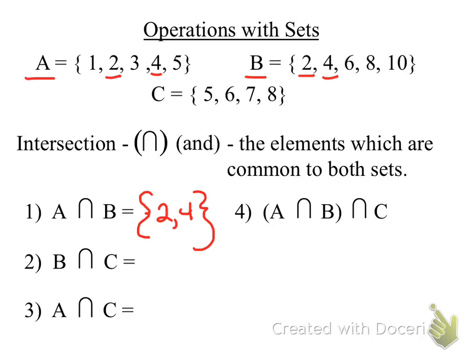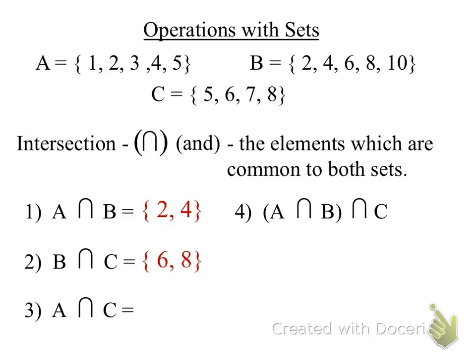Now, I want you guys to do 2 and 3. If you're at home, pause the recording, do number 2 and 3. All right. So, what is the intersection between B and C? Sam Lee. Okay. And the intersection between A and C? Catherine. 5. There's only one member in that set.